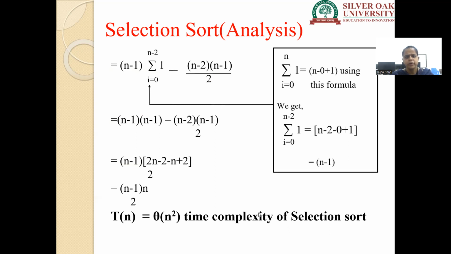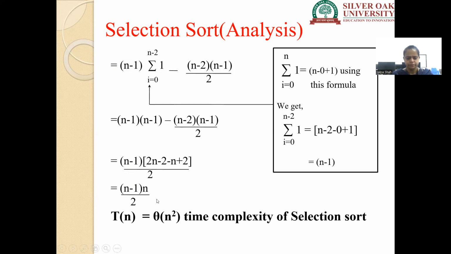Now you can see that if we simplify again by this formula, sigma i equal to 0 to n minus 2 of 1 equals n minus 2 minus 0 plus 1, that is n minus 1. Again n minus 1 is common. Here the answer is (n minus 1) times [(n minus 2)/2 ... ] which gives n minus 1 common, that is (2n minus 2 minus n plus 2) divided by 2. We will get n into (n minus 1) divided by 2. If we remove the brackets, we will get n square by 2 minus n by 2.